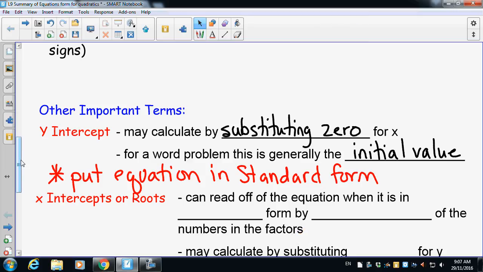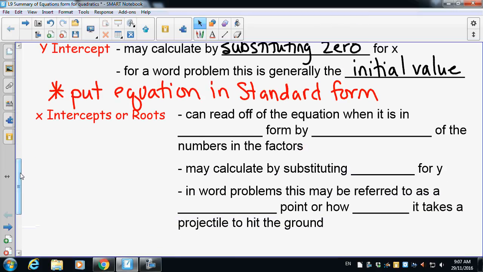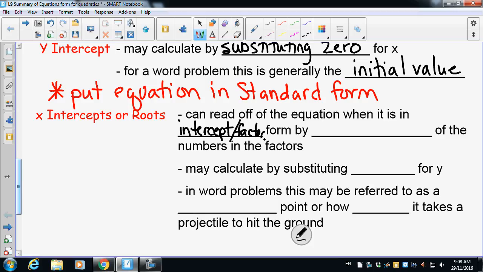Another important term is the x-intercepts. We learned that x-intercepts can also be called roots. And we've learned that we can read them directly from the equation when it is in factored form or intercept form. Ooh, I don't know if I can fit factored in here. There we go. Intercept or factored form by numbers in the factors.